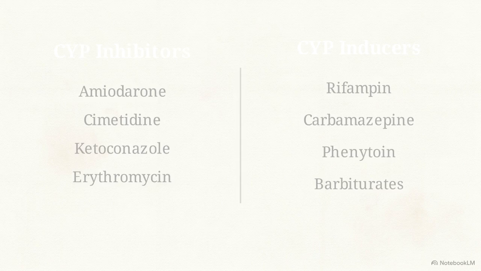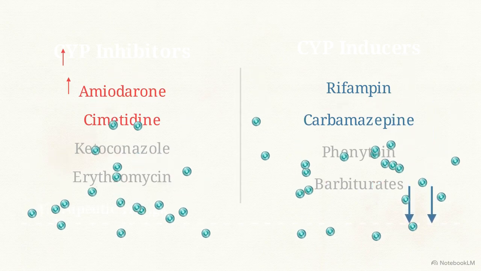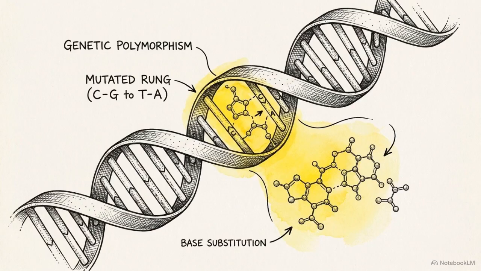Introducing CYP inhibitors like amiodarone blocks enzyme active sites, acutely spiking substrate levels of co-administered drugs and precipitating toxicity. Conversely, CYP inducers like rifampin force the liver to synthesize more enzymes, accelerating clearance and destroying therapeutic trough levels. This network is further complicated by genetic polymorphisms.